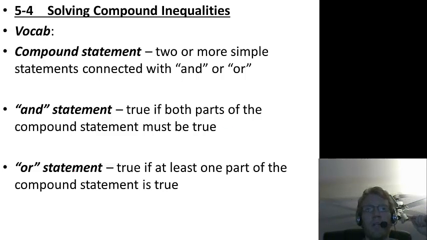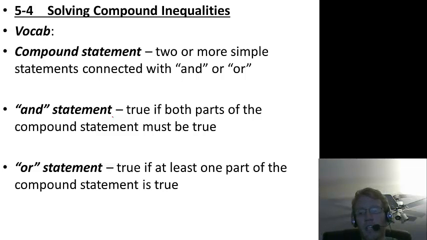However, for an "or" statement, it's true if at least one part is true. If you say, bring a coat or an umbrella, they succeeded in your task if they just bring a coat, or they succeeded if they just bring an umbrella, or they could even bring both and they still succeeded. So to have a true "or" statement, you just have to have any part of it be true. But for an "and" statement, you need both things to be true.